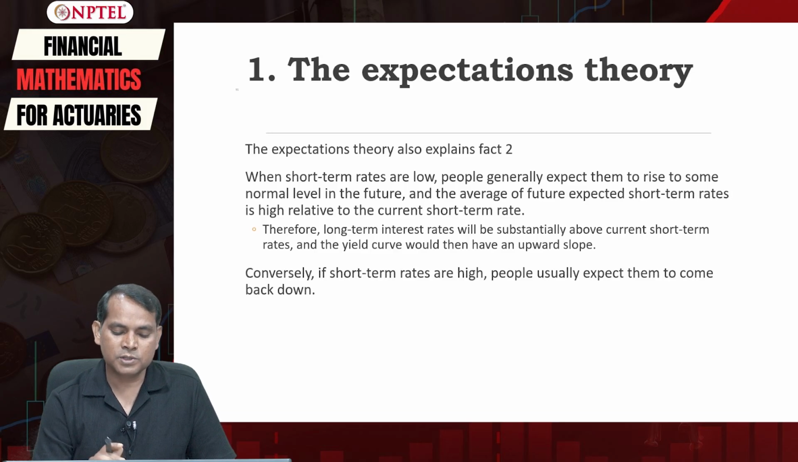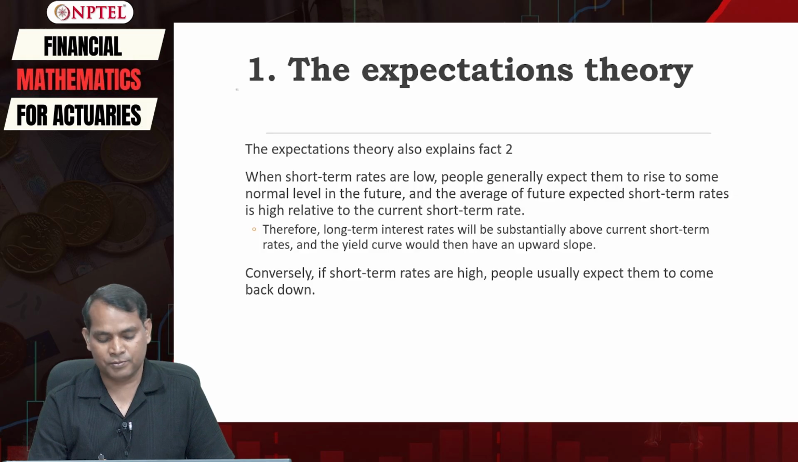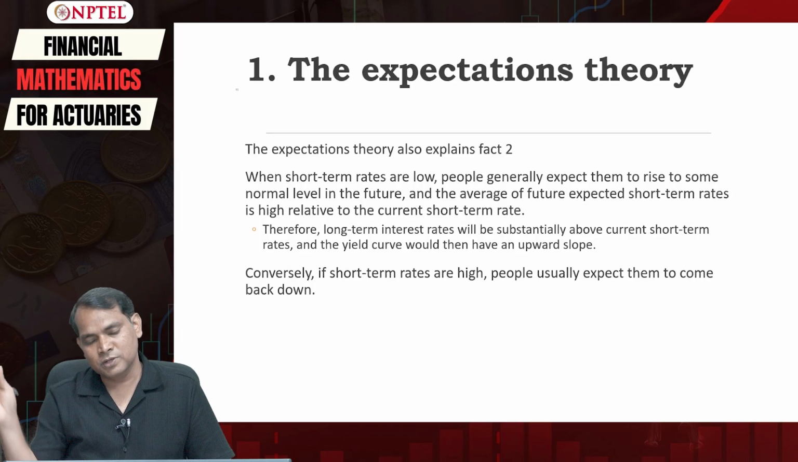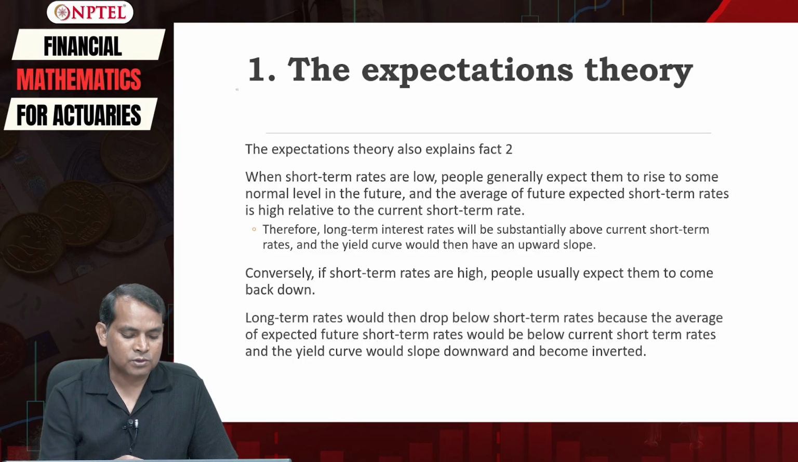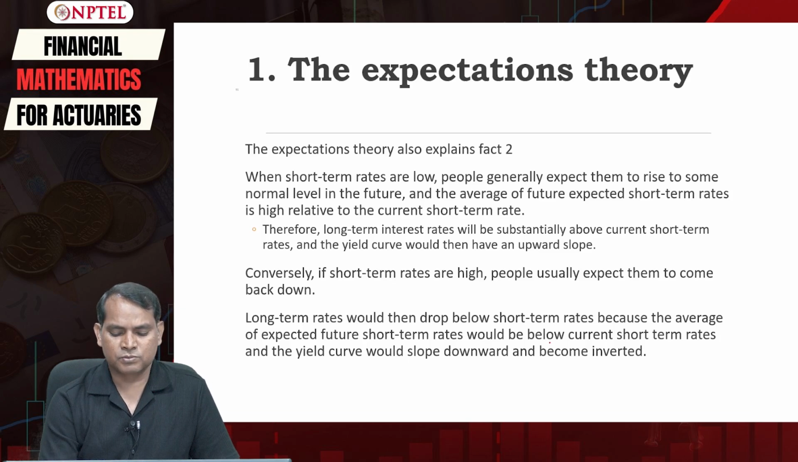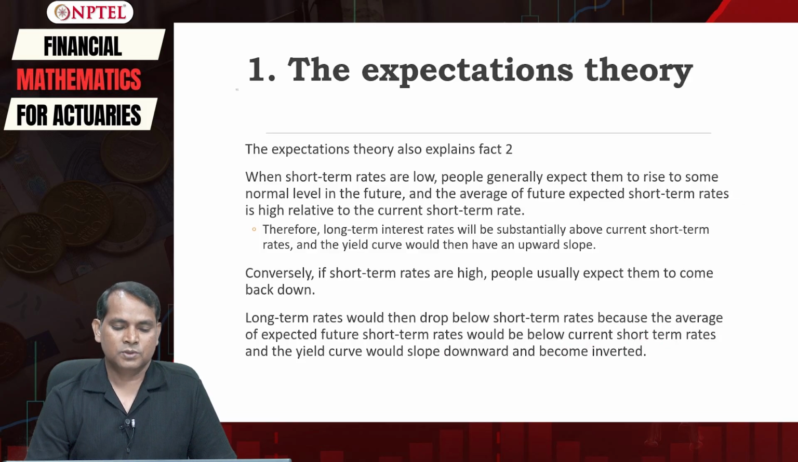Conversely, if short term rates are high, people usually expect them to come back down after some period of time, because it is already high. So, long term rate would then drop below short term rate because the average of expected future short term rates would be below current short term rates, and the yield curve would slope downward and become inverted. So, the expectation theory could also explain the fact 2.